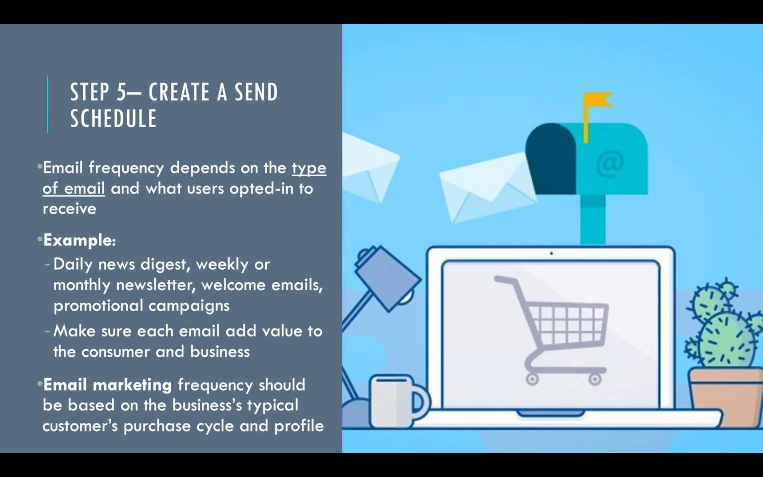The fifth step is to create and send a schedule. Email frequency depends on the type of email and what the users have actually opted in to receive. You can adjust how many emails you get from an organization. Examples would be daily news digest, weekly or monthly newsletters, a welcome email, or just promotional campaigns. Make sure each email has value and it adds to the consumer and the business. Email marketing frequency should also be based on the business's typical customer purchase cycle and profile.